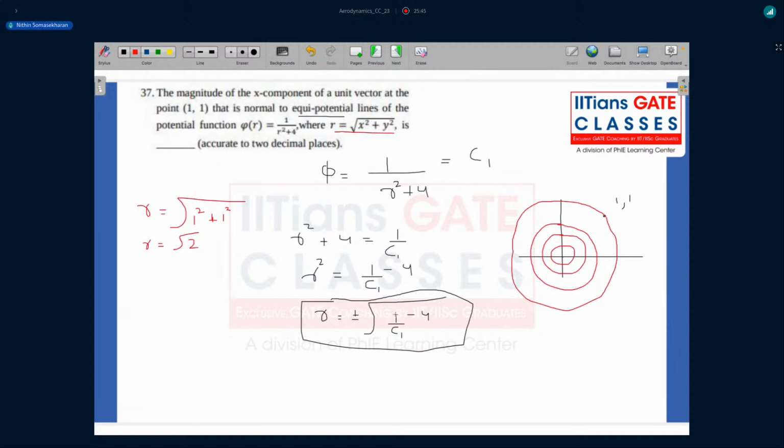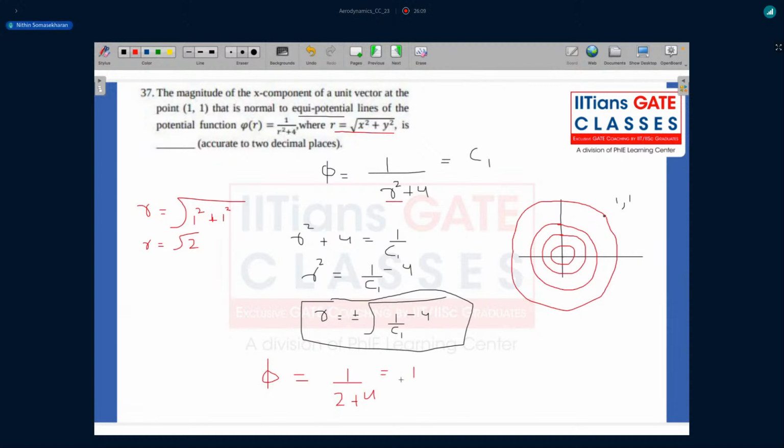And now if I substitute r equals square root 2 in this equation, what I'm going to get is phi equals 1 by r square, which is 2, plus 4.